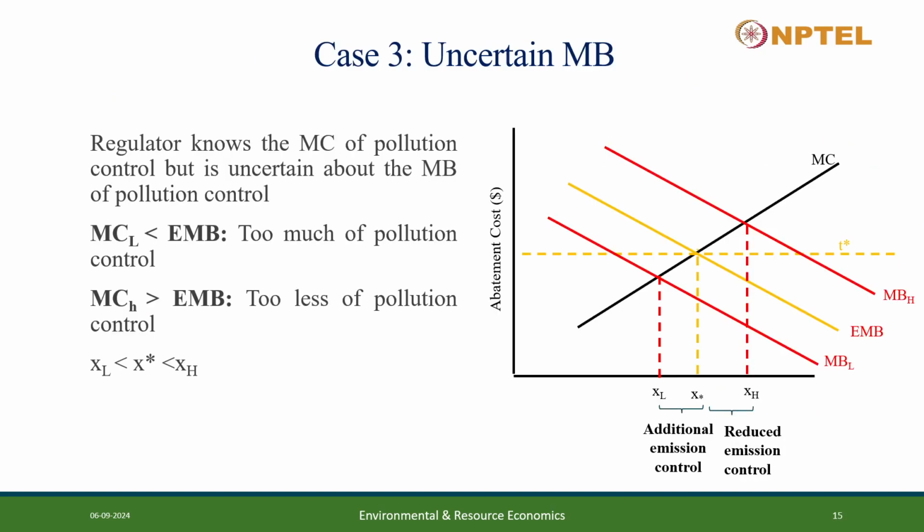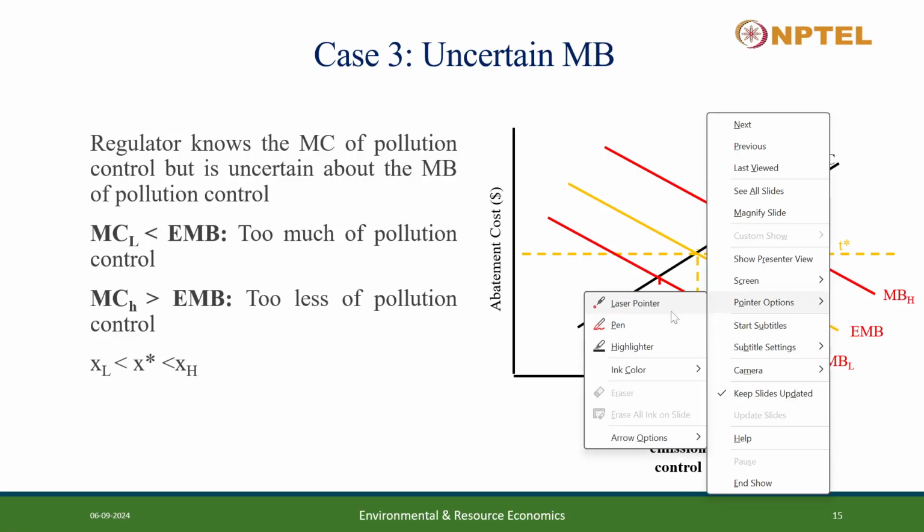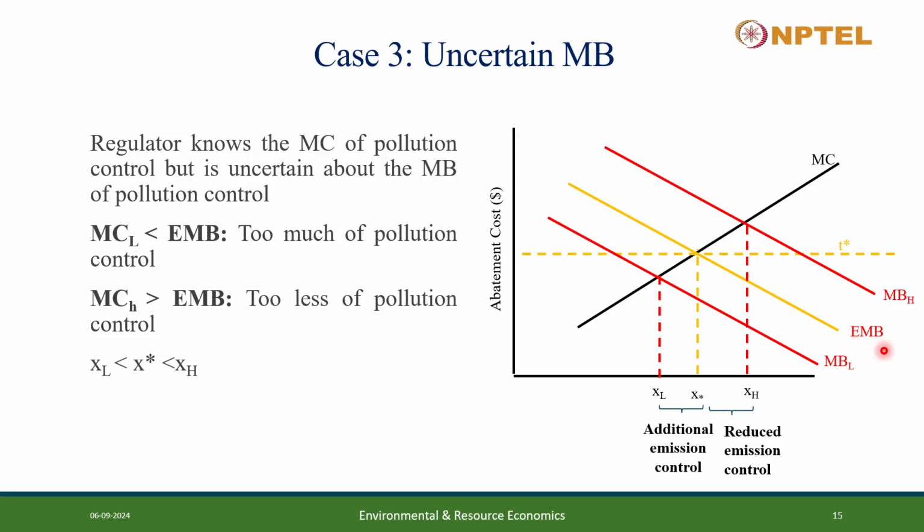Now we are taking case 3, where we don't know the marginal benefit. We know the marginal cost of pollution abatement, however, we don't know the marginal benefit. So my EMB will be the expected marginal benefit, and the actual marginal benefit might be higher or lower.